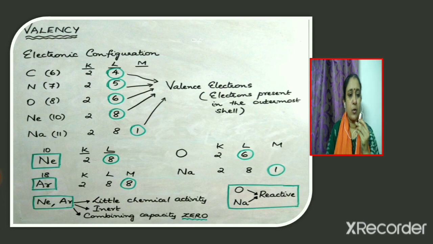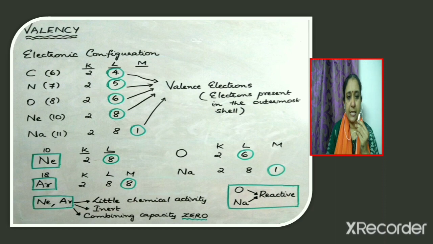We shall learn about valency. To know about valency, let us first consider the electronic configuration of a few of the elements. Consider carbon. Number of electrons present is equal to 6. Therefore, the electronic configuration of carbon can be written as 2 electrons in the K shell and 4 electrons in the L shell. Now consider nitrogen.